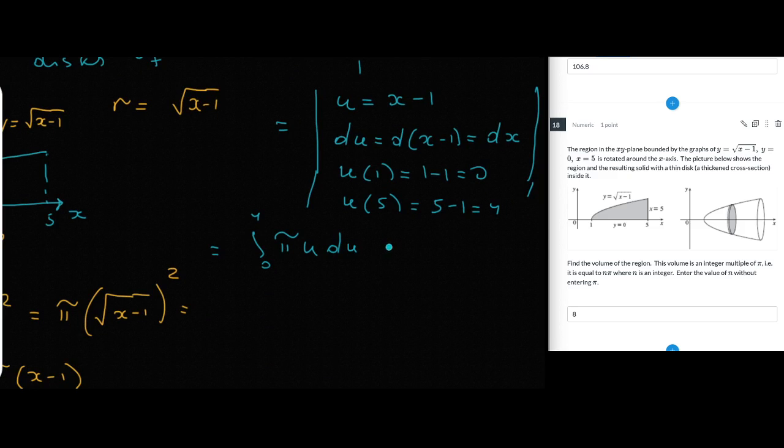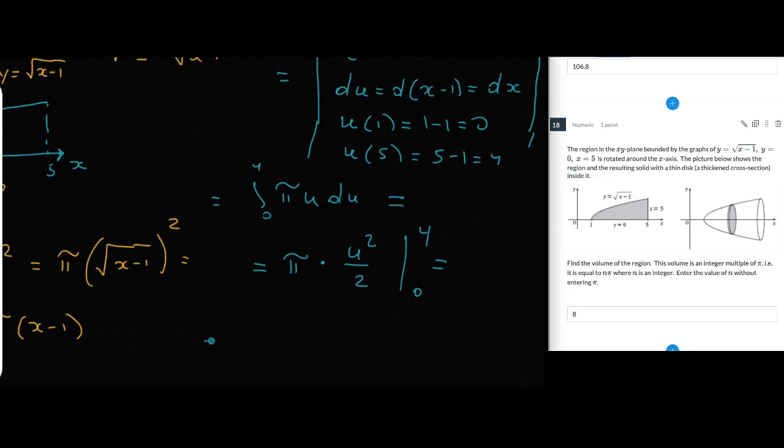And now it's quite easy to integrate. Pi is a constant, pull it out, integrate u with respect to u, you're going to get u squared over 2. And then we just plug in our limits of integration, 0 and 4. This gives us, when I plug in 0 for u, the result is 0. So our final result will be pi times 4 squared divided by 2, 8 pi.